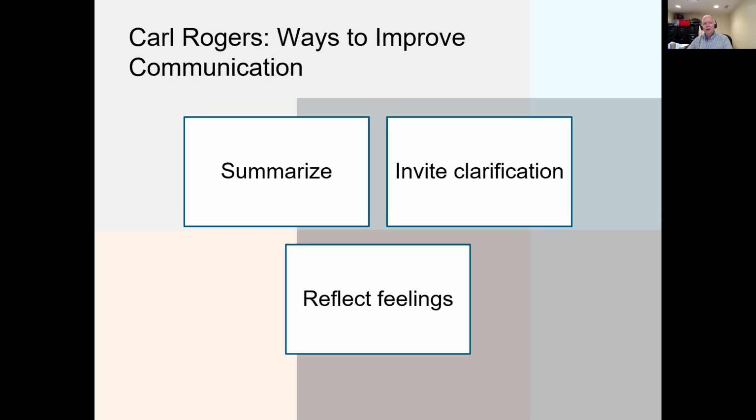You might want to try these ways of improving communication. Pay attention to when you're able to do these things in your relationships and see what effect it has on you, on the other person, and on your relationship with one another.